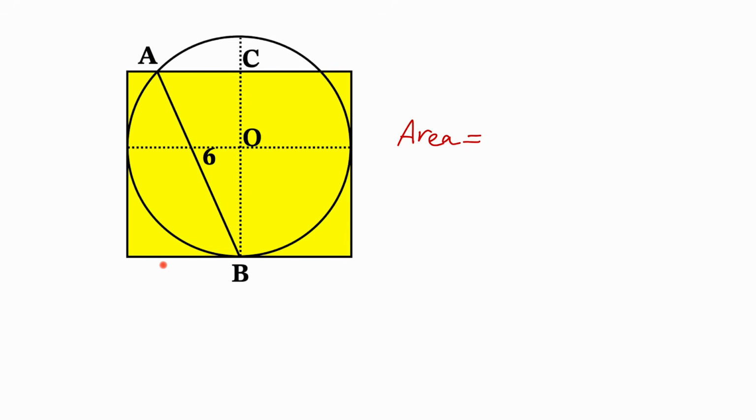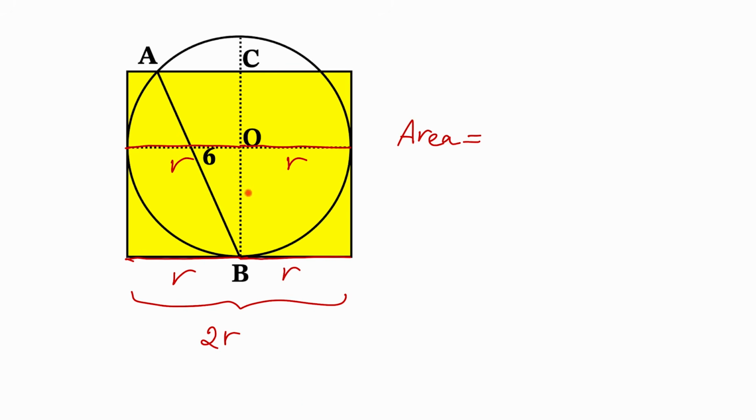So for the horizontal side, we have this segment that I denote by R, which is equal to this segment, which is also R, and also this segment, which is R. So this also is R. The whole length of the horizontal side is 2R.